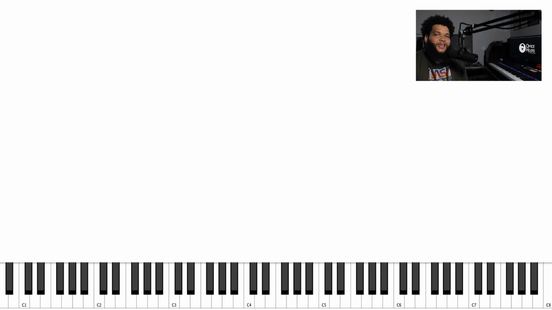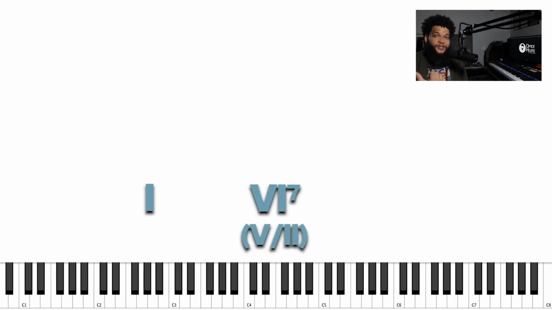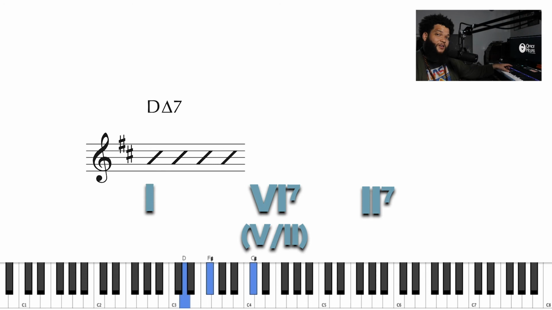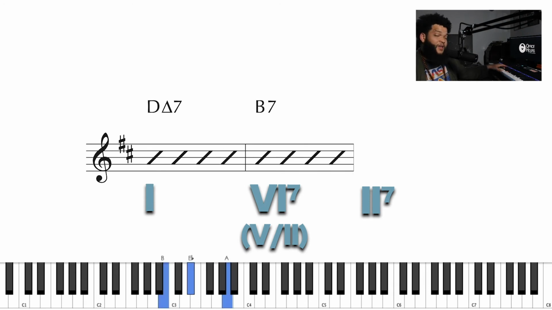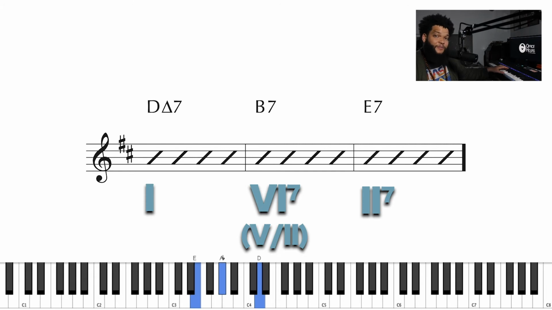Let's go ahead and try it in a key that we haven't worked with yet. I'm going to move to the key of D major, and I'm going to move from 1 to my 5 of 2, or 6, 7, to my dominant 2, 2, 7. In the key of D, my chords are going to be D major 7 for 1, B7 for my 5 of 2, and E7 for my 2, 7.